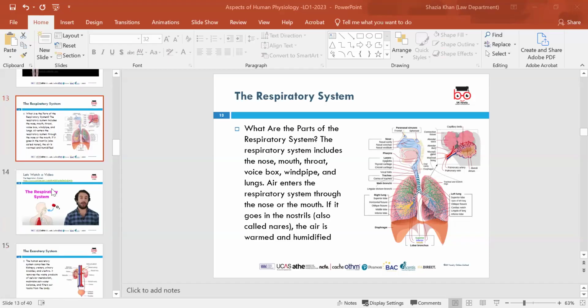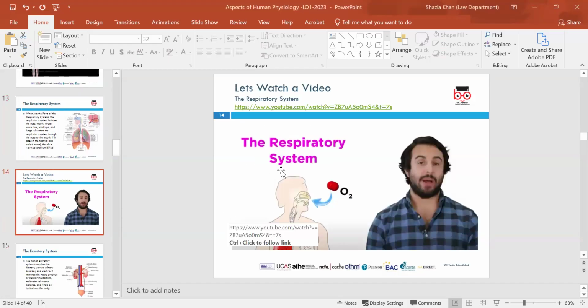Again, there's a video there on the respiratory system, like the other ones, so you can look at that in your own time. And this looks at how the respiratory system actually works.